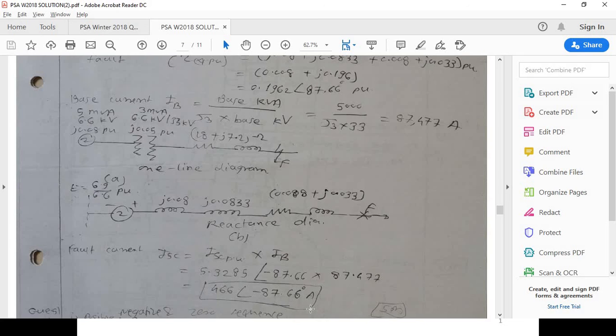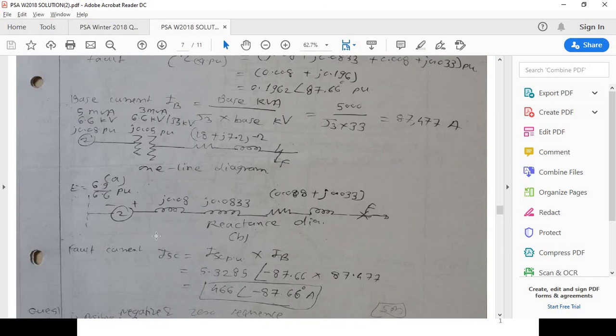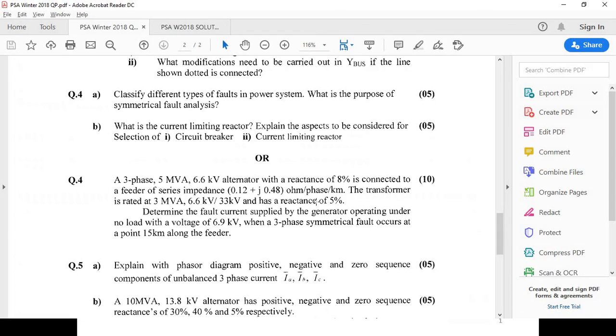So what are the steps we followed? First of all, we converted all the reactances and impedances into per unit form. Then from this we drew the single line diagram. The single line diagram is converted into the reactance diagram, and from the reactance diagram we calculated the short circuit current, and then by using the base value we converted the per unit value into the actual value. Of course, you have to practice more and more numericals.